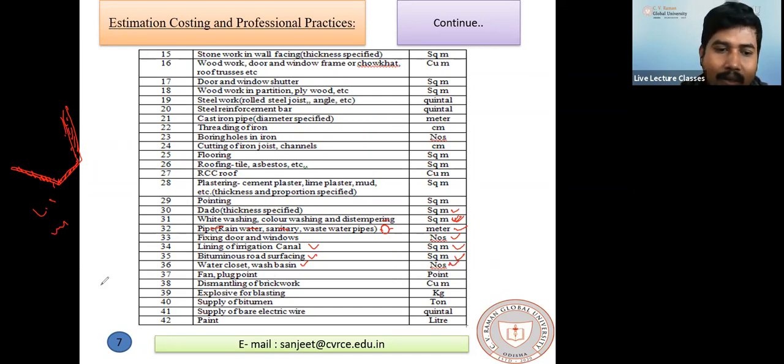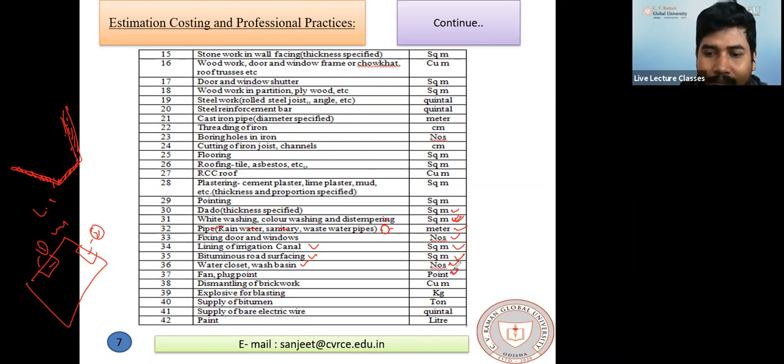Light and plug point. While you are doing electrification work, suppose in a room there are 2 boards. So the electrician is just counting: this is point number 1, this is point number 2. So for this light and plug point, the unit is point.